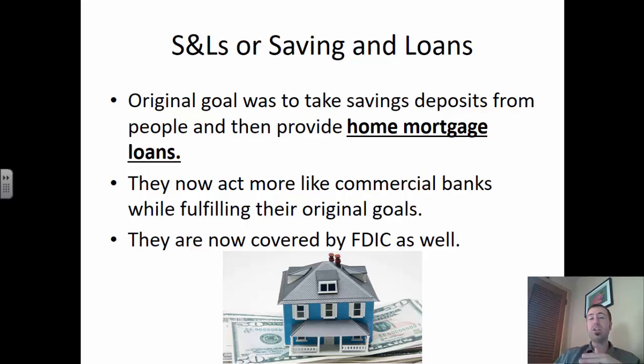So what's the difference between a savings and loan and a commercial bank? Well, a savings and loan, their focus is on providing home mortgage loans. So it's like a membership where people will put money in for the purpose of lending out money for people to get mortgages on houses. There's not a lot of them around. There's none in Dubuque that I'm aware of. And so there's a very small number of institutions that are still considered savings and loans today.